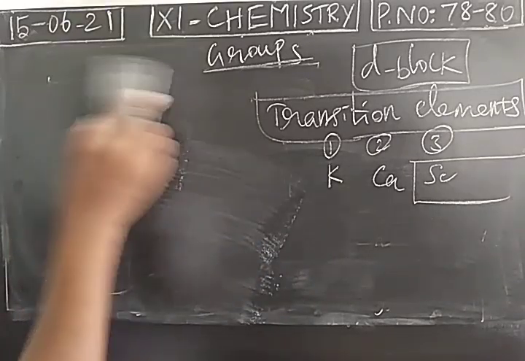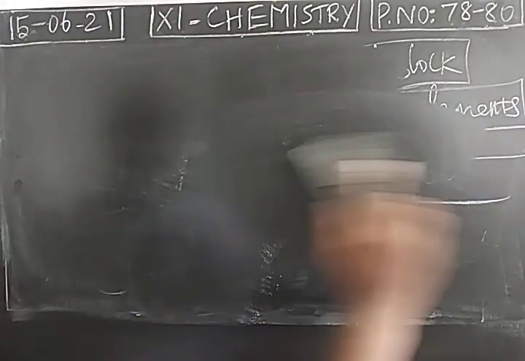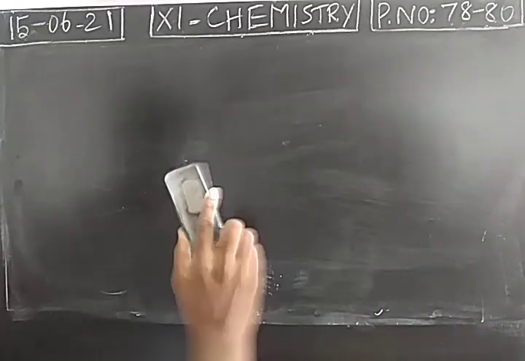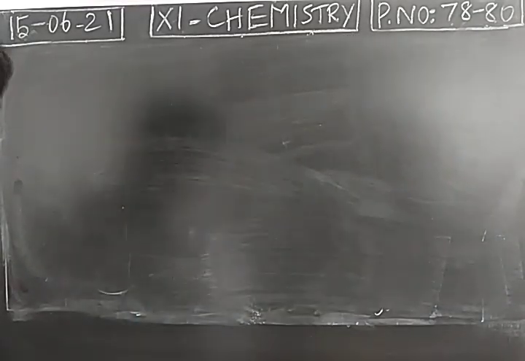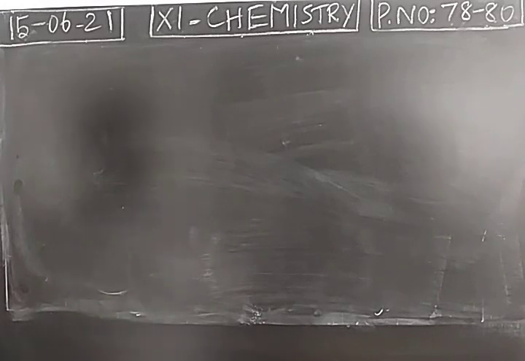D block elements are mostly metals. They are highly reactive metals. They form all types of chemical bonds like ionic bond, covalent bond, coordinate covalent bond. They have high melting and boiling points. They are highly reactive in nature. So these are all the nature of transition elements or D block elements.